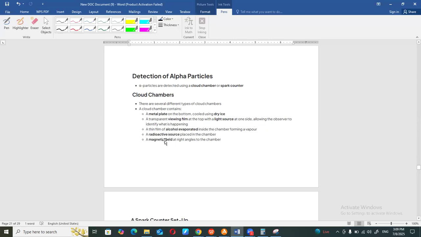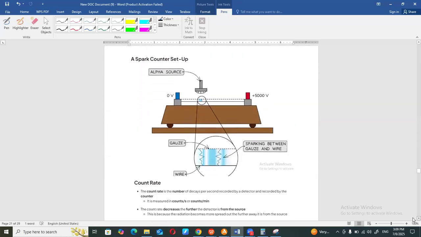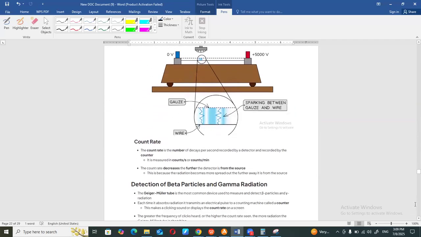The major part is very simple because this is not a part of our syllabus, but for the time being, I can simply tell you that alpha particles can be detected by a cloud chamber. So an electric field at right angles to the chamber is formed, which we say is basically an alpha particle. Okay. Then we have a spark counter. The equipment is like that. And what is that spark counter? Spark counter is actually detecting a beta particle and a gamma particle.